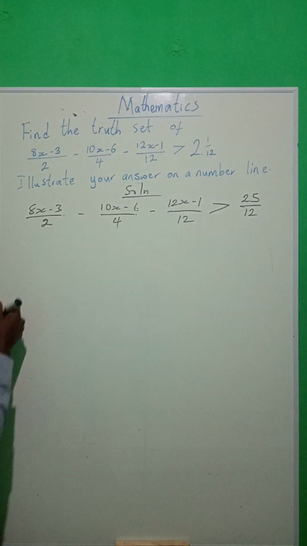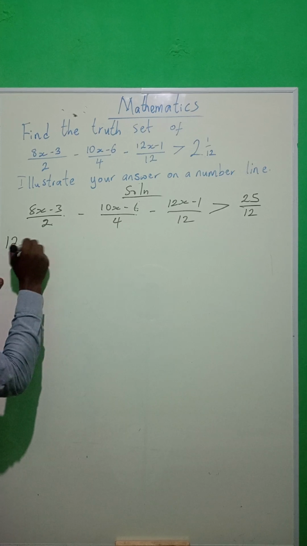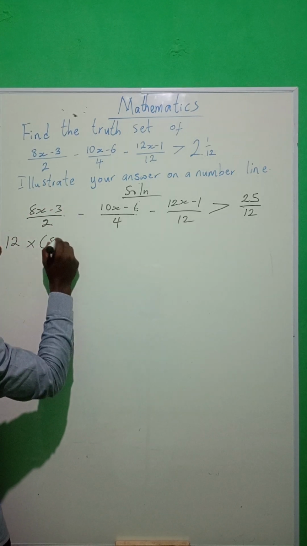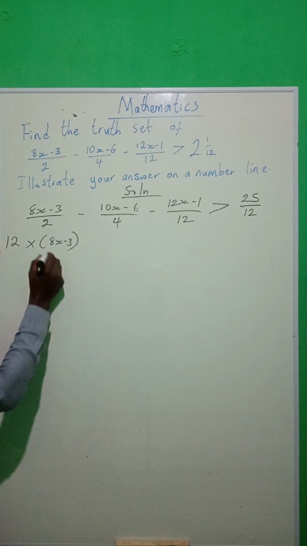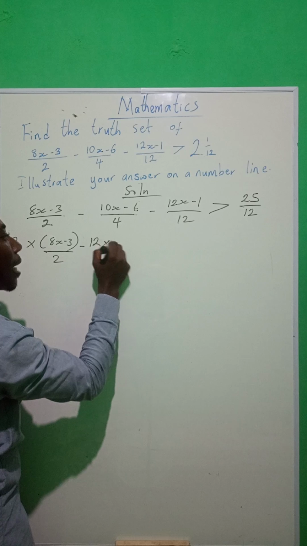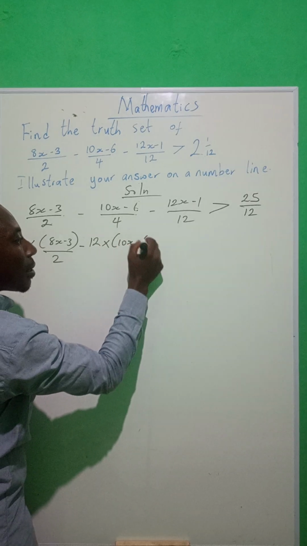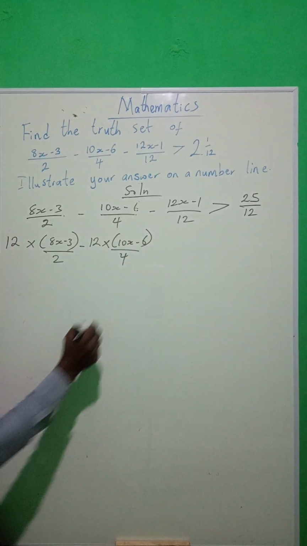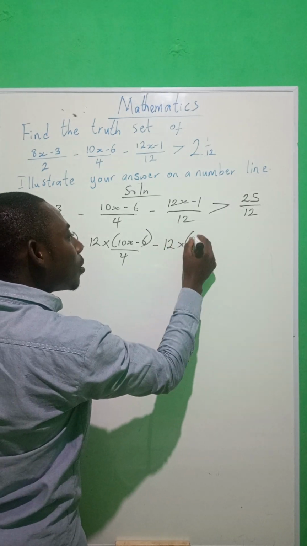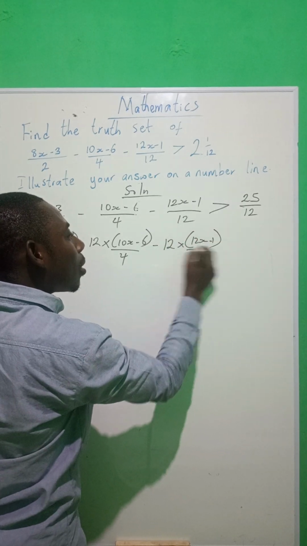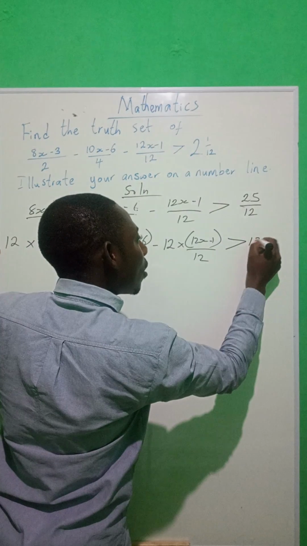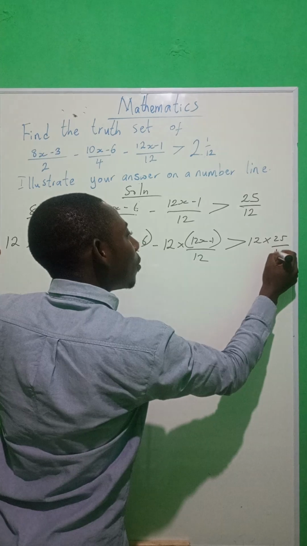The LCM was 12, so we are going to multiply 12 by this term. All this is a numerator. So let's put it as 12 times (x minus 3) all over 2. The LCM by this term: 12 times (10x minus 6) all over 4. Next one is minus, 12 times (12x minus 1) all over 12. Now greater than 12 times 25 over 12.